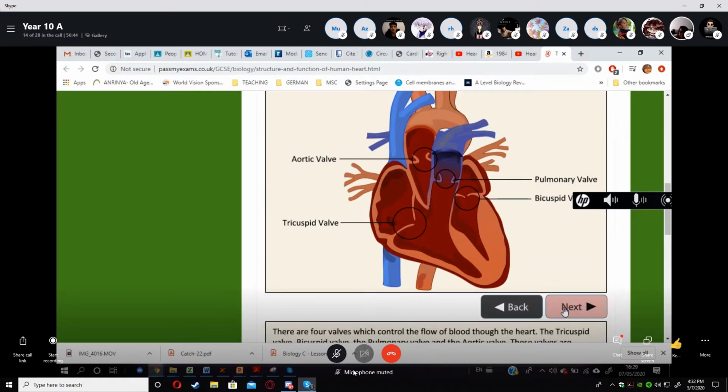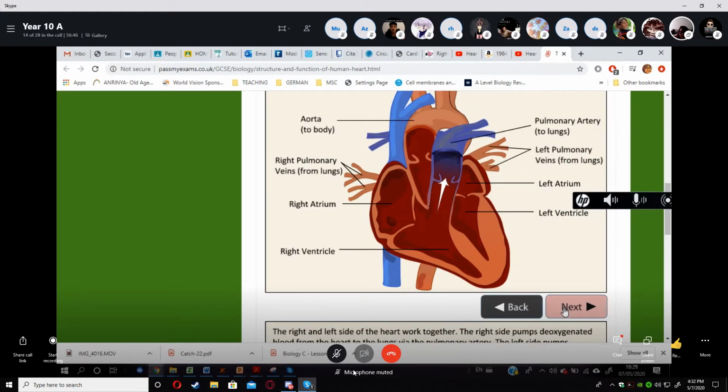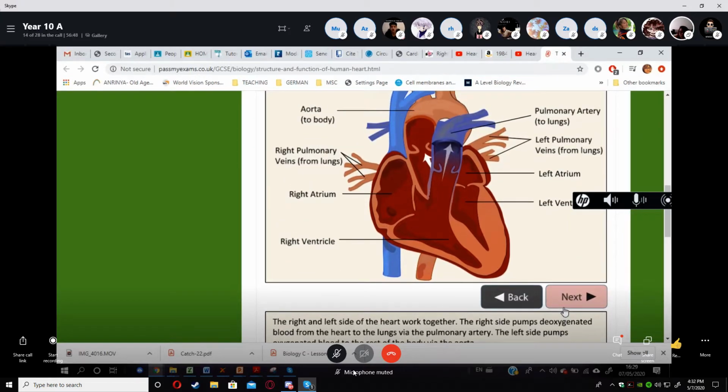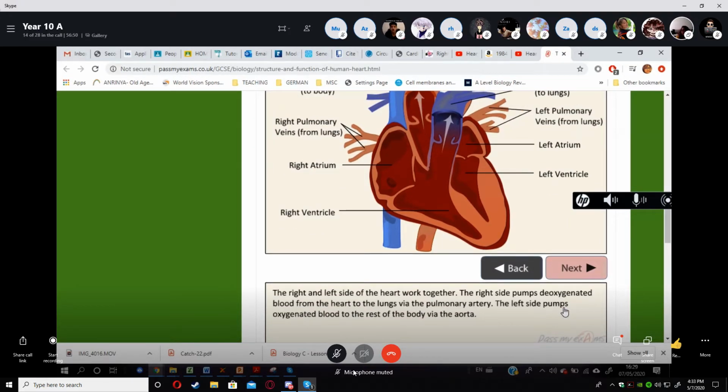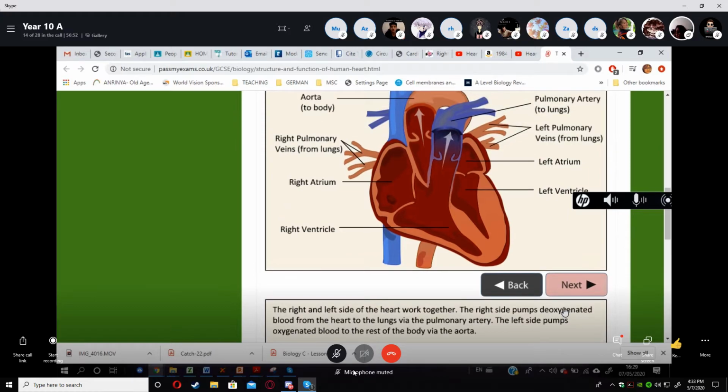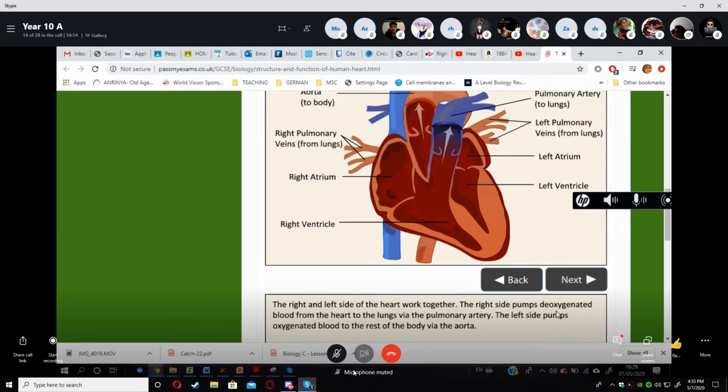Now, let's do this. The right and the left side of the heart work together. The right side pumps deoxygenated blood from the heart to the lungs via the pulmonary artery. The left side pumps oxygenated blood to the rest of the body via the aorta, right?